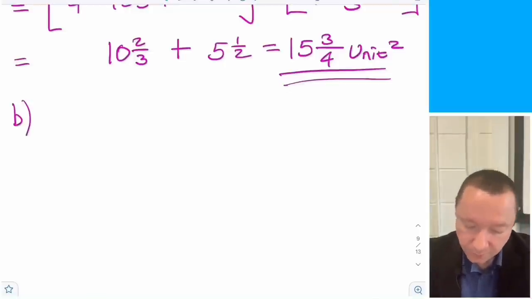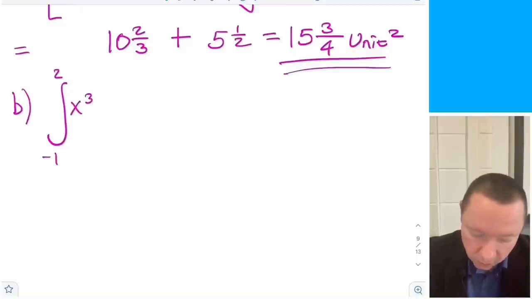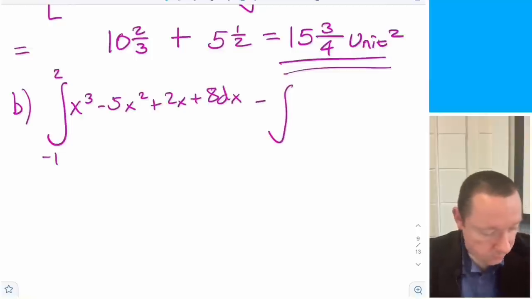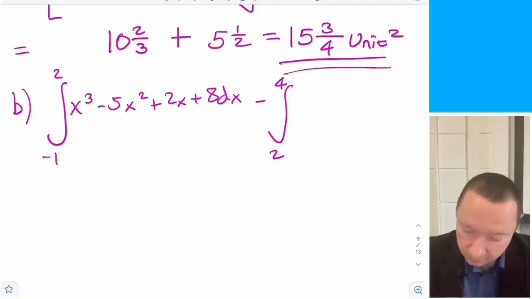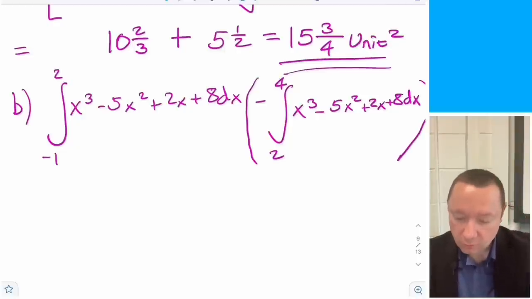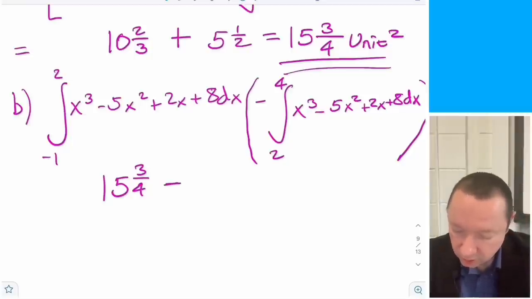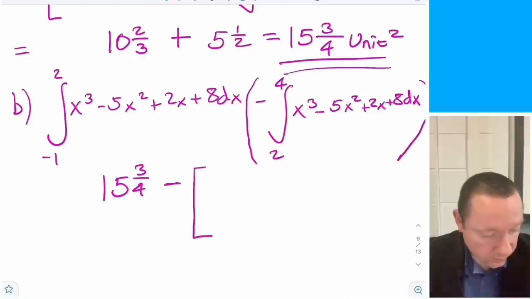So for part B, we've got our integral already between minus 1 and 2 of x cubed minus 5x squared plus 2x plus 8, and we're going to take away the integral between 2 and 4 of the same thing, x cubed minus 5x squared plus 2x plus 8 dx. Just put that bit in brackets just to separate it out, and I'm going to do that bit first. I already know the answer to this bit. Let's just write that down. So that gives us 15 and 3 quarters minus, let's just start integrating now. So we already know the answer to that, so there's no extra work required.